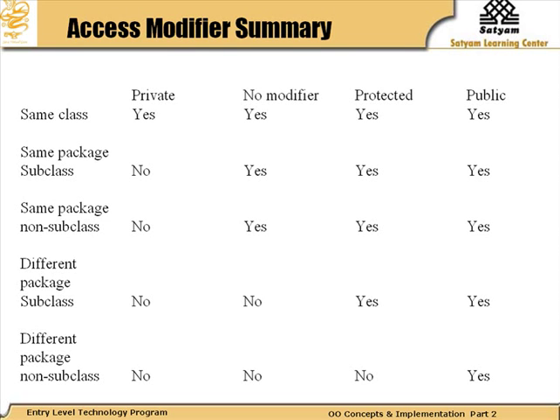Access modifier summary. Here we have 4 access modifiers: private, default, that is no modifier, protected, and public. Now let's look at their accessibility. Private. Private members are accessible within the same class. Further, private members are not accessible in any other class or any other package, as you see here in this table.